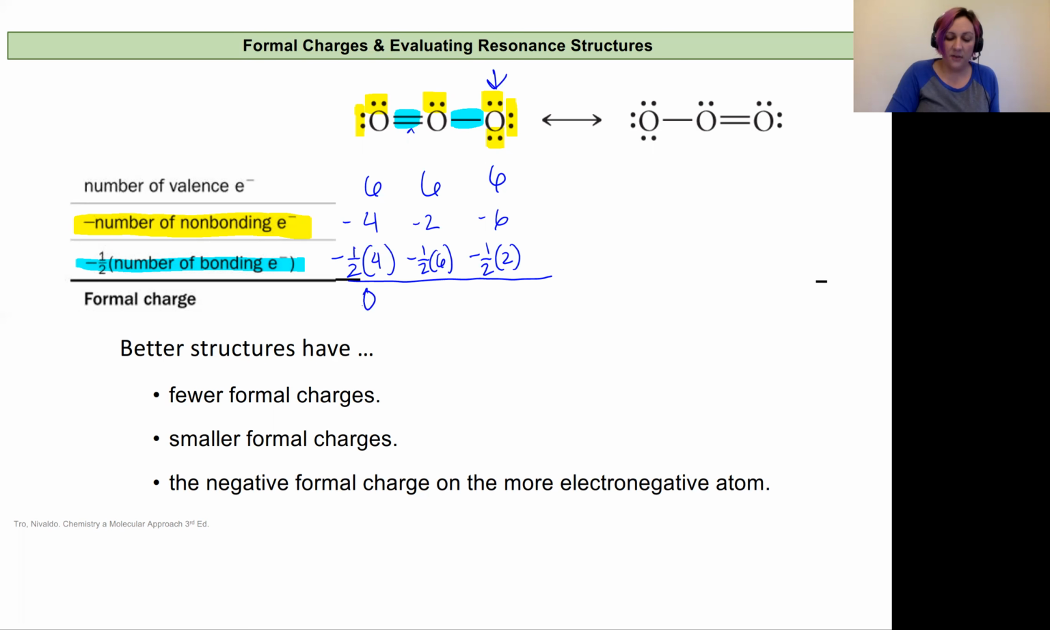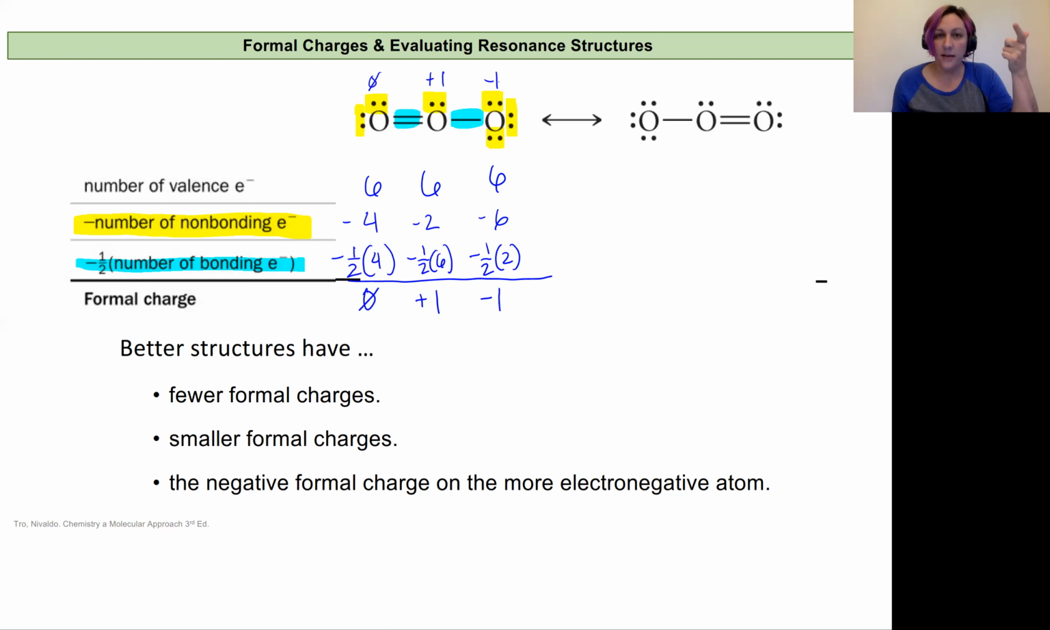So it's going to have a formal charge of 0. Now, for the next one, I have 6 minus 2, so I'm at 4. Now, minus 1/2 of 6, which is 3. That's going to leave plus 1 left. For my last one, it's 6 minus 6, so I'm already at 0. Now minus 1/2 of 2, minus another 1. I'll be at negative 1. So my formal charges in this molecule are 0, plus 1, and minus 1.